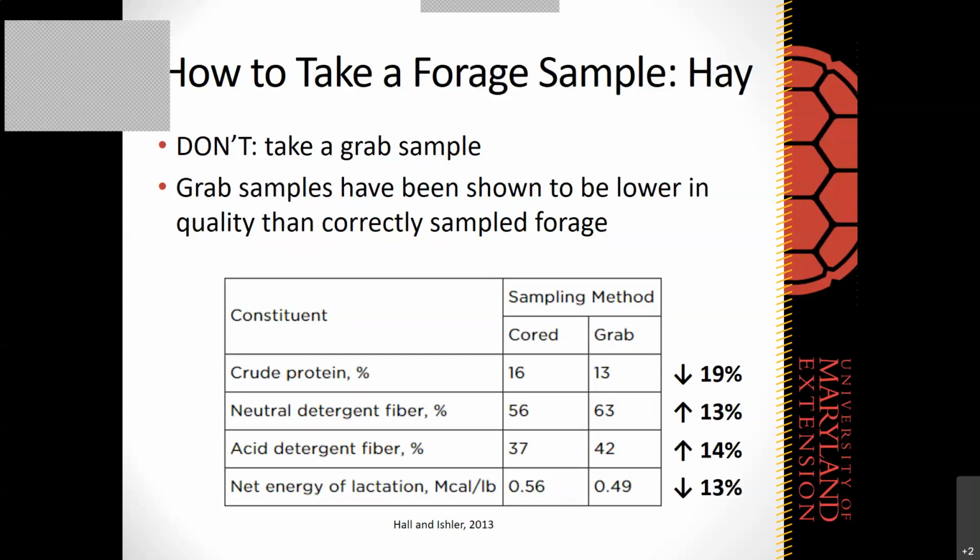The reason for this is a lot of times when we're taking that grab sample, we're maybe losing some of that leaf material, or we may be grabbing more stems than otherwise. So oftentimes if we are doing a grab sample, it might be a little bit lower in quality than what we actually have present in our hay.